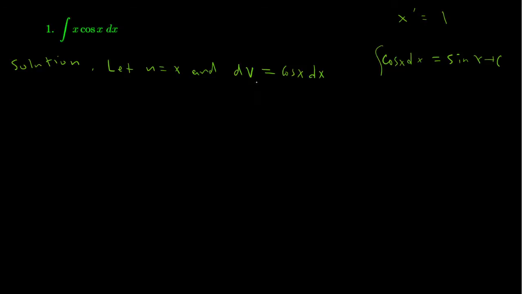Here is the differential of v. We are looking for one particular function v, having the condition that the differential of v is cos of x times dx. Essentially, v is the antiderivative of cos of x. Okay.